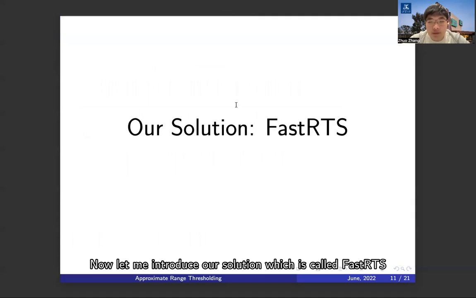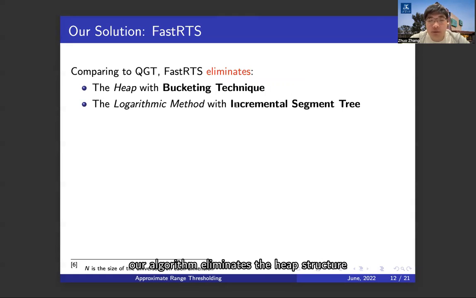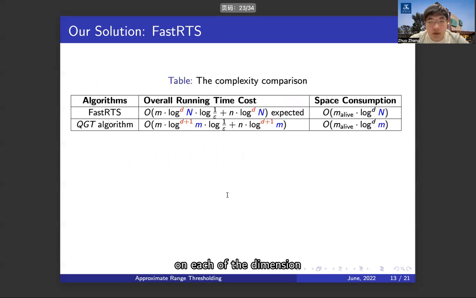Now let me introduce our solution, which is called fast RTS. Generally speaking, compared to QGT algorithm, our algorithm eliminates the heap structure with a novel bucketing technique and eliminates the logarithmic method with incremental segment tree. Our algorithm can achieve the following time complexity and space complexity. Here, the big N stands for the size of the universe on each of the dimensions. To make a comparison, we put the running time and space consumption of these two algorithms together here.